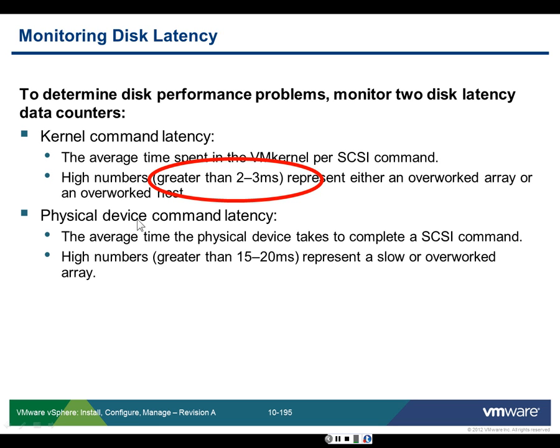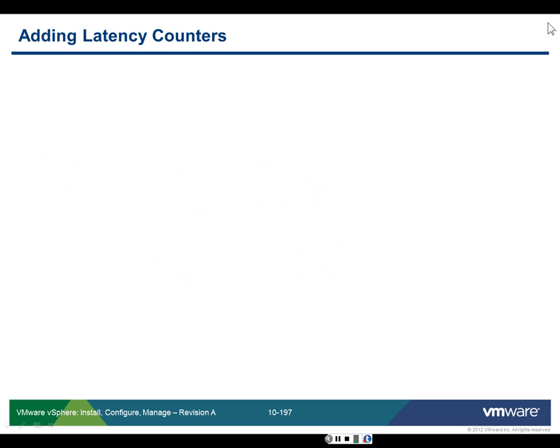Another key variable is the physical device command latency. This is the average time the physical device takes to complete a SCSI command. The physical device, meaning the hard disk or disk array. High numbers, that is greater than 15 to 20 milliseconds, represent a slow or overworked disk array. The danger threshold for physical device command latency is 15 to 20 milliseconds.